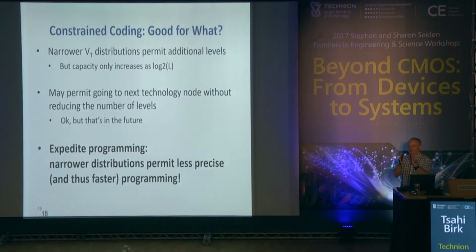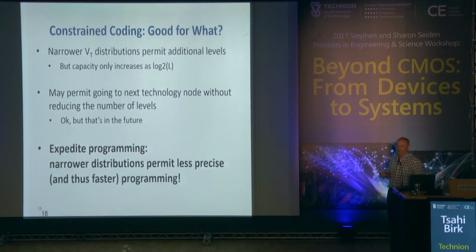So narrower VT distributions, the first use could be to say, okay, so we have more room now, we can add levels. This is true, but unfortunately, the storage capacity increases only as log base 2 of the number of levels. So it won't buy us much. Another approach may be to leave it as is, enjoy the larger safety gaps between the distributions, and this may permit us to go to the next technology node while maintaining the same number of levels. This is fine, but that's in the future. You know, always easy to sell things for the future. Question is, can we do something now? And the answer is actually yes.